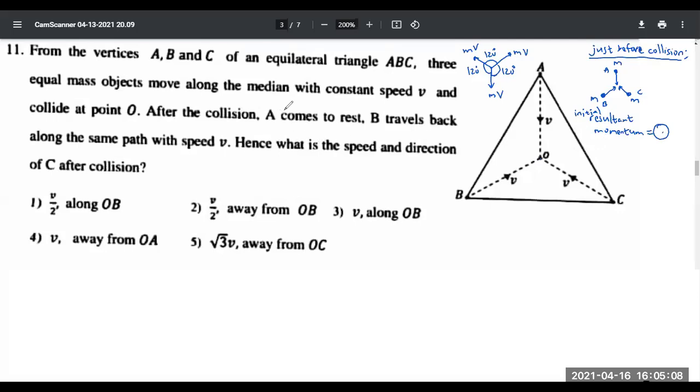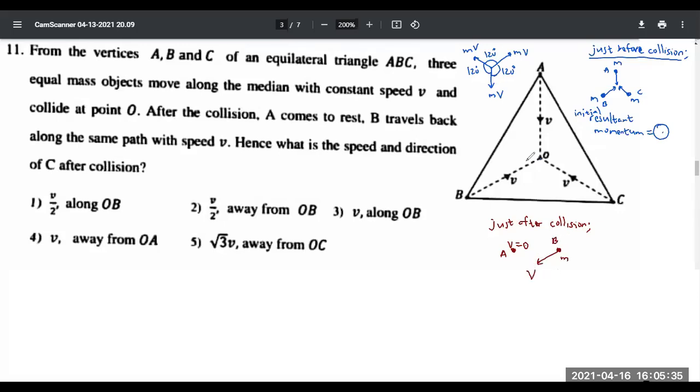And then A comes to rest. Now let's focus on the other part. Just after collision, A comes to rest. Okay, A's velocity is zero. Right. B travels back along the same path with speed V. B is going to travel this way, and it has a mass of m.